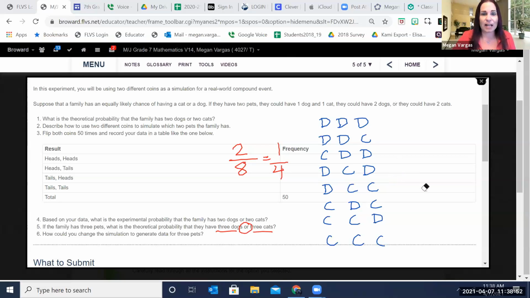And then finally, the last question is, how would you change the simulation to generate data for 3 pets? Well, it's pretty clear from our sample space, we would need 3 coins, right? We would need tails or heads, tails or heads, tails or heads. So we would need 3 coins if we wanted to simulate this experiment.